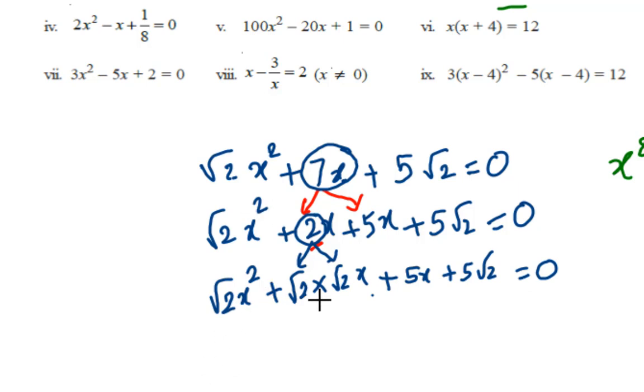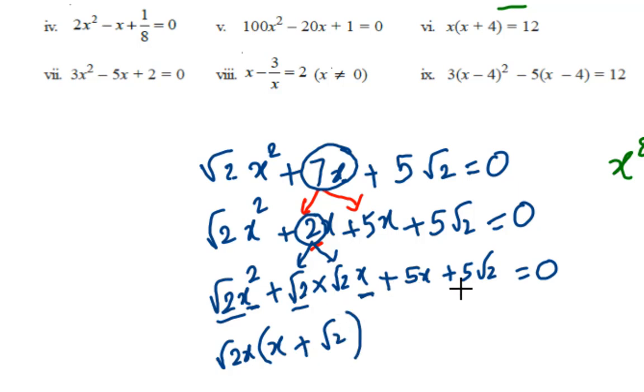Now if we observe the first two terms, we have root 2 as common, and also x as common. So let's take out root 2 x as common. By taking root 2 x out, in the first term we are left with x, and in the second term we are left with root 2.